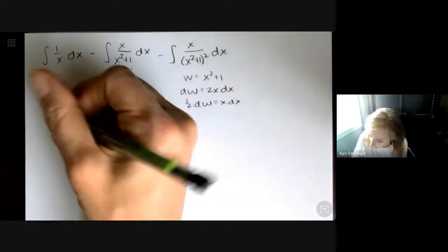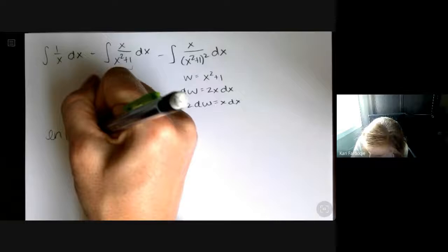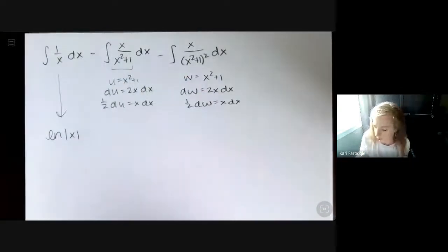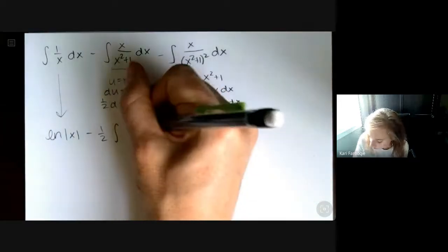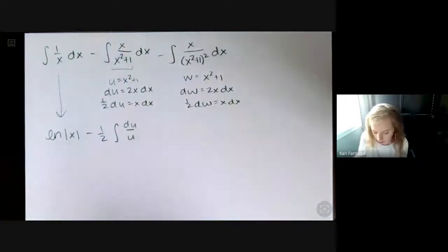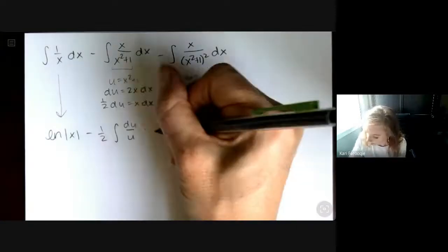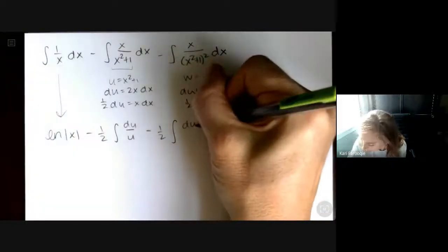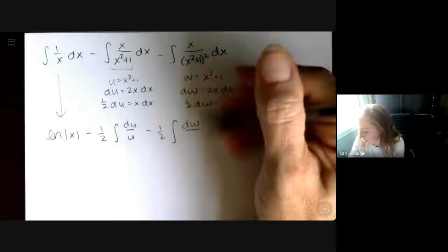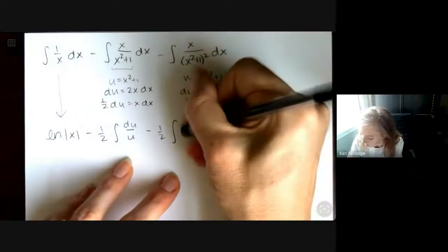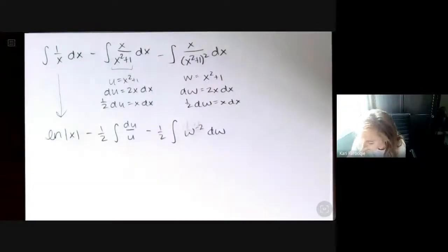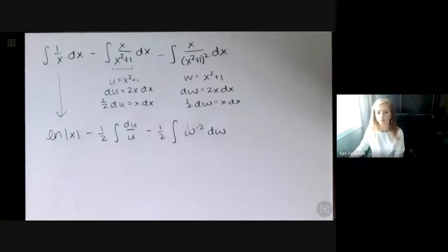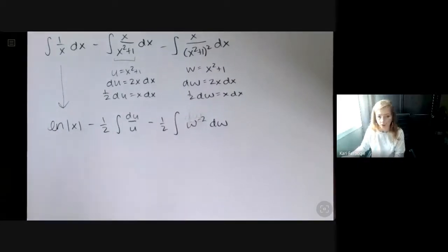All right, so we have the natural log of the absolute value of x for your first integral. Then you have minus 1/2 times the integral of du over u. And then you have minus, again, 1/2 times the integral of dw over w squared. So if you want to rewrite that as w to the negative second dw, it's probably going to benefit you the most. And you will integrate.